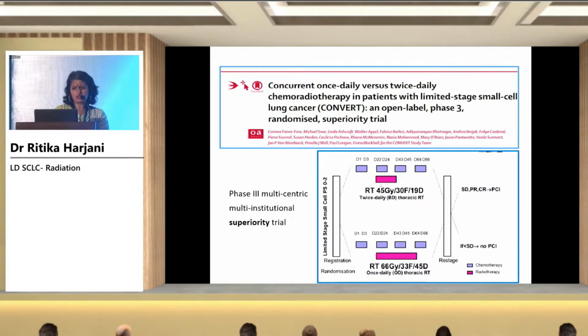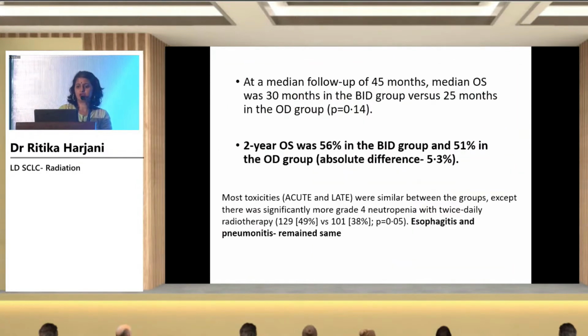In all cases of stable disease, partial response or complete response, they went ahead with PCI in both arms, that is prophylactic cranial irradiation. At a median follow-up of 45 months, median overall survival did not differ between the 2 arms. However, this was a superiority trial, so it failed to show superiority of the OD regimen. Most toxicities were similar, except some more neutropenias in the BD arm, as that was the chemo aspect. But esophagitis and pneumonitis, which we give to the patient primarily, remained the same.